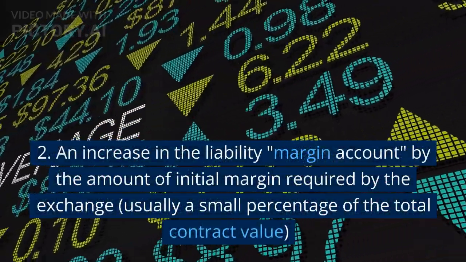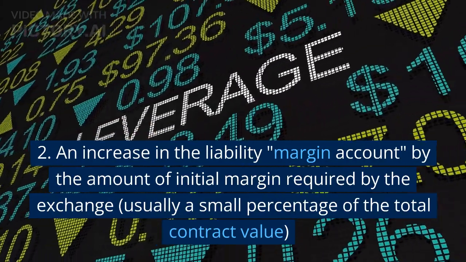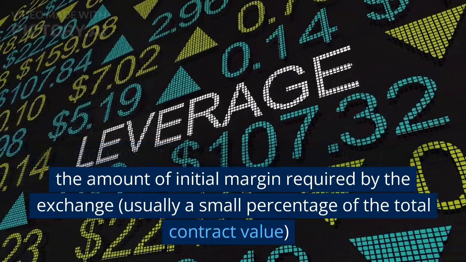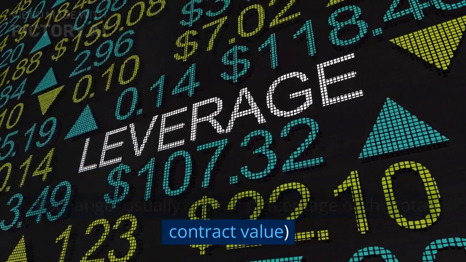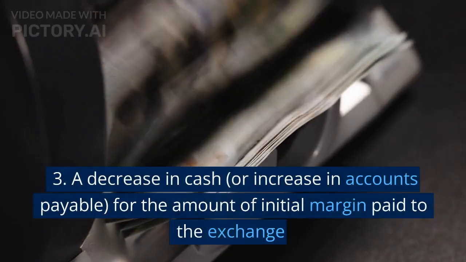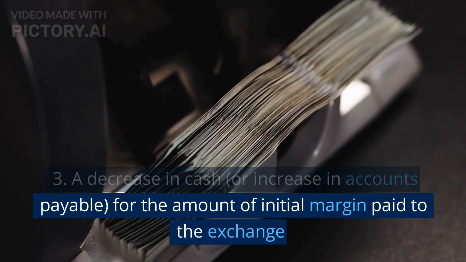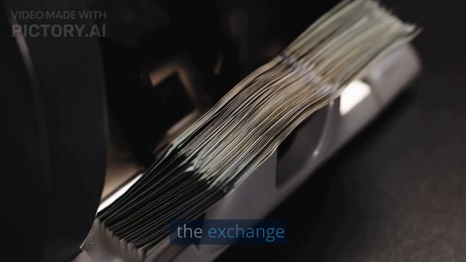2. An increase in the liability margin account by the amount of initial margin required by the exchange, usually a small percentage of the total contract value. 3. A decrease in cash or increase in accounts payable for the amount of initial margin paid to the exchange.